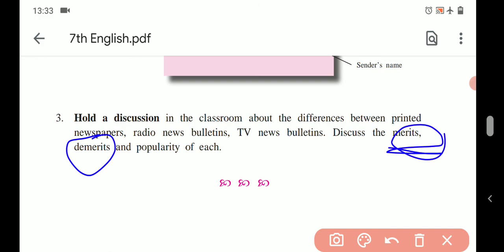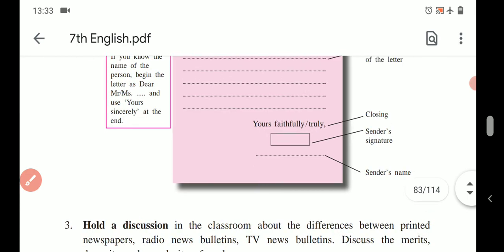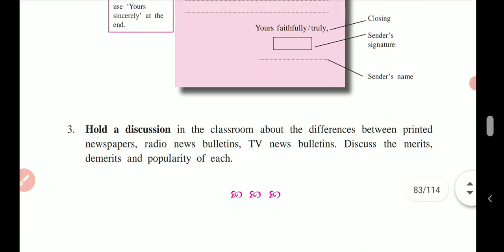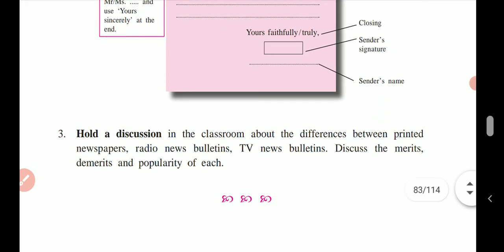You have to browse the internet to find the merits and demerits of newspapers, radios, and TV news bulletins. So this is all about the activities given in the English workshop based on the lesson News Analysis. I hope you all will understand the given explanation, and accordingly you all will complete the given activities.